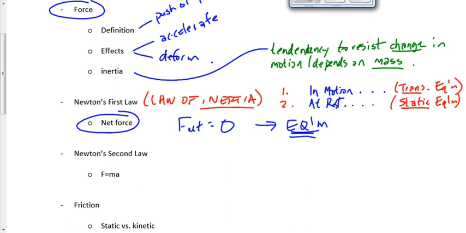Well, then we went on to Newton's second law, which really amounts to F is equal to m times a, right? It says that the acceleration of an object is directly related to the net force acting on it, and inversely related to the mass of the object. So in other words, a is equal to F over m. But usually we rearrange it to take the form of F is equal to m times a.